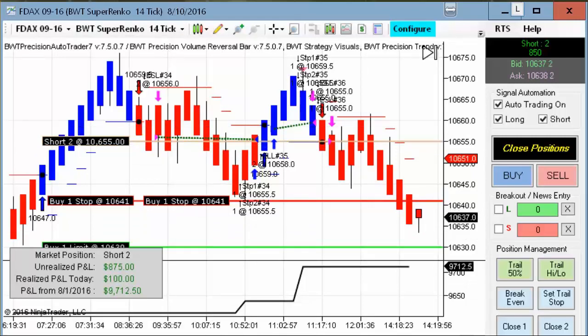While I'm at it, I'm just going to make today's video and show you where we are so far, because it's actually a really good day. So here we are on the DAX Super 14 tick. It looks like we got almost $1,000 in profit today. I might get stopped out here, maybe not.